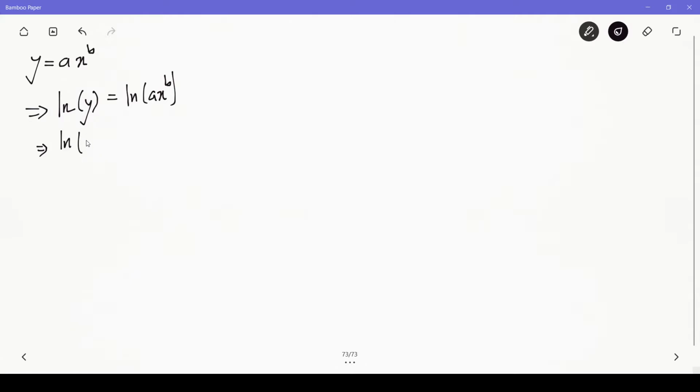So we know that ln y will remain as it is. So this thing becomes what? ln a plus ln of x to the power b, right? We can take this exponent b and bring it to the front because this is a logarithmic operation. So we can write ln y equals ln a plus b times ln x, right?